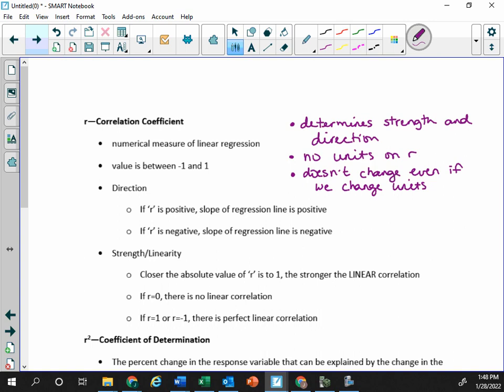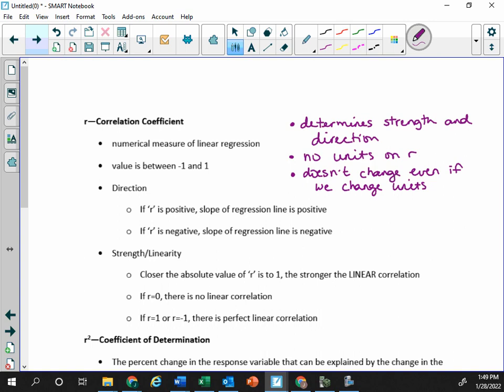So let's say with our cheese example, even if we started measuring cheese in ounces and then we changed to grams, changing that won't change the R value of the relationship between your two variables. So you don't have to worry about that changing even if you change your units.